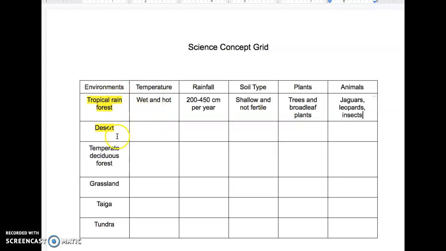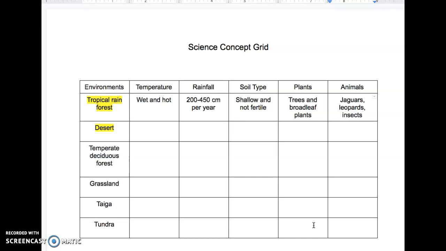Okay, so I want you to pause the video right now and you can write this information in. Then I want you to go through the textbook and I want you to do the same thing. Find out the information about the temperature. So that means kind of what the weather is. The rainfall amount per year, the soil type, what type of plants live there, and what type of animals. So don't just use your own knowledge. I actually want you to look at the textbook and read the information and find what the textbook says.